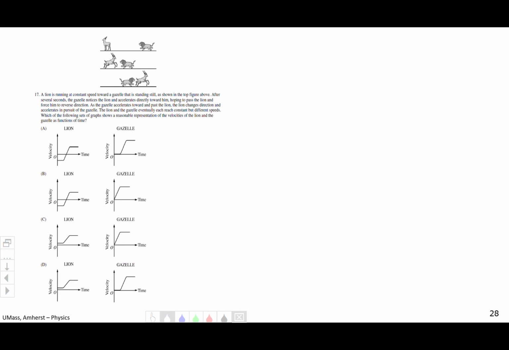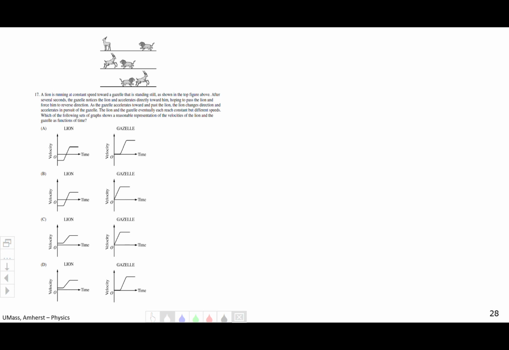Finally, a lion is running at a constant speed towards a gazelle that is standing still, shown in the figure above. After several seconds, the gazelle notices the lion and accelerates directly towards him, hoping to pass the lion and force him to reverse direction. As the gazelle accelerates towards and past him, the lion changes direction and accelerates in pursuit of the gazelle. The lion and gazelle eventually reach constant but different speeds. Which of the following set of graphs shows a reasonable explanation of the velocities of the lion and the gazelle as functions of time?